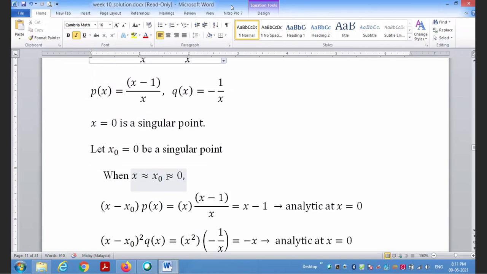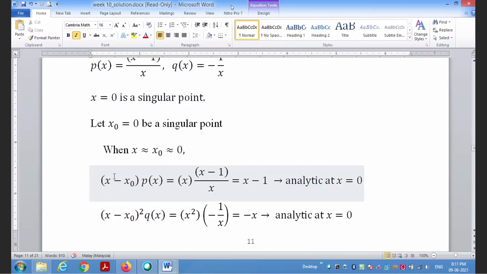So we need to construct these new functions. First, (x minus x naught) p(x). Now x naught is equal to 0, so we have x times (x minus 1) over x, because this is p(x). You simplify this, we have x minus 1. When you replace x with 0, you have minus 1. This function is defined; you have a value when x equal to 0.